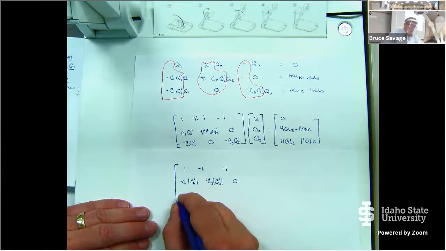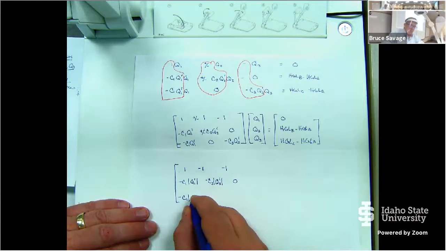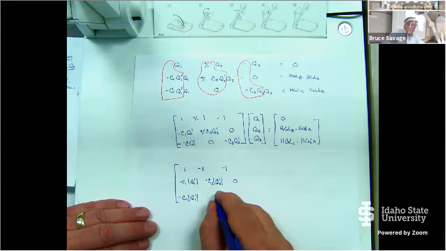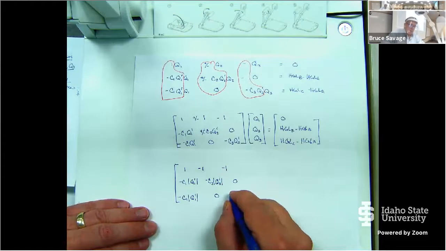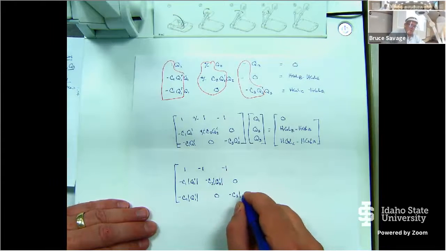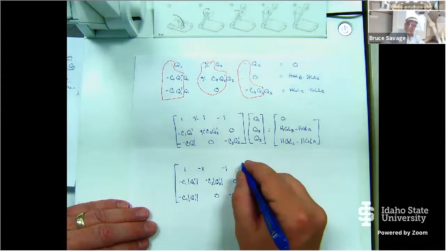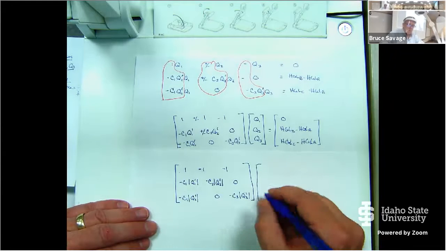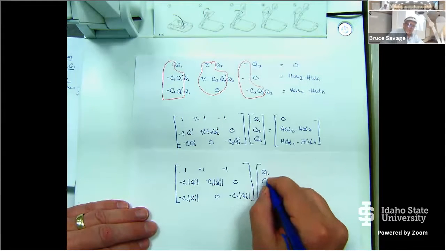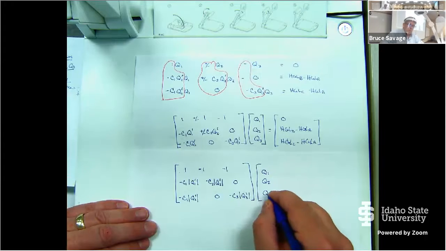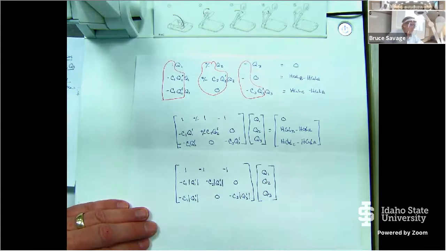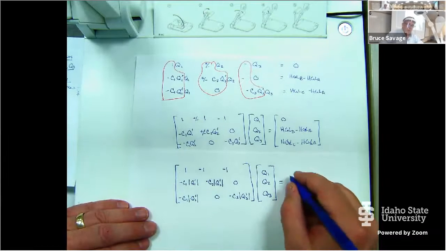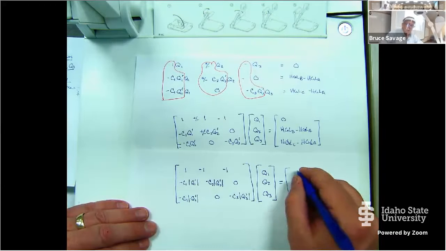And for my third row, negative C sub 1 times the absolute value of Q sub 1 prime, 0 for the next term, and negative C sub 3 times the absolute value of Q sub 3 prime. And that becomes then my coefficient matrix. And Q sub 1, Q sub 2, Q sub 3 is my solution vector. And then that's going to equal the same thing that I had before.